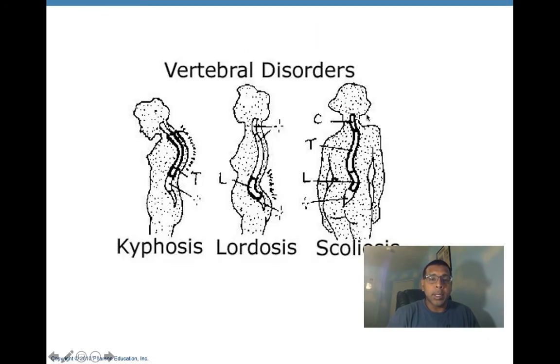So here you could see scoliosis, abnormal lateral curvature. It affects, you can see, all the various parts. Kyphosis, the thoracic region, hunchback creates. And then lordosis, this accentuated curvature in that lumbar region, causing the sway back.